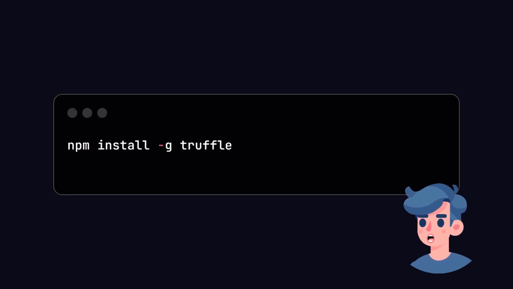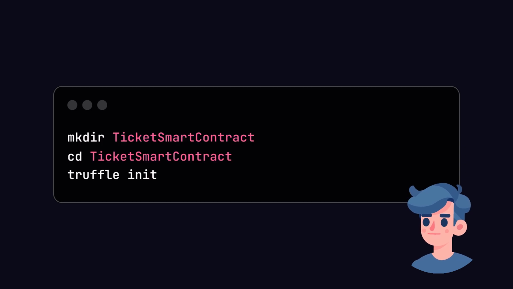Next, we need to compile our smart contract. We can use the Web3j command line tools or plugins to generate the necessary Java binding classes. But first, let's install Truffle, which is a development environment for Ethereum. Use this command. Now that we have Truffle, let's create a new Truffle project for our smart contract. Run the following command in your terminal.